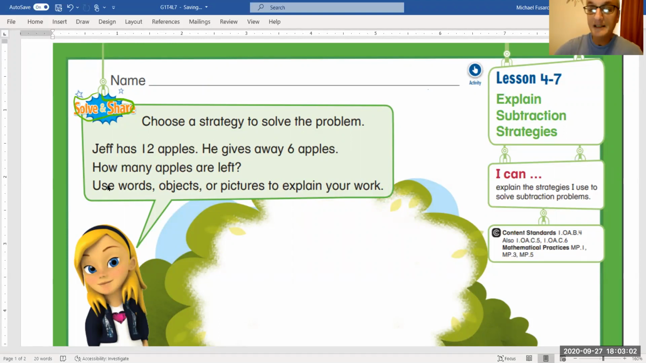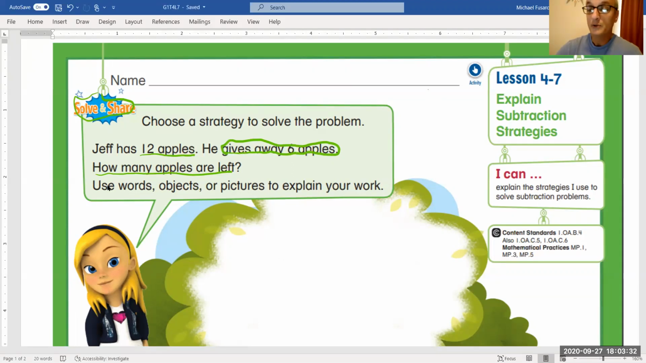And the solve and share today says, boys and girls, choose a strategy to solve the problem. Jeff has 12 apples. He gives away 6 apples. That's an important part of the story. He gives away those 6 apples. How many apples does he have left? So we're going to use words, objects, or pictures to explain our work, okay?